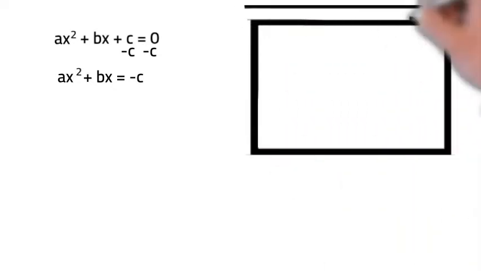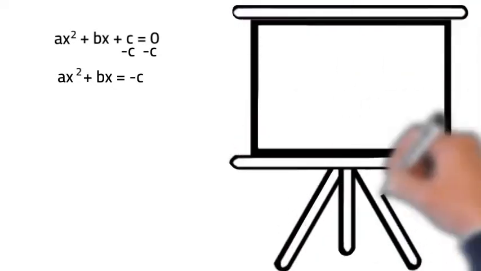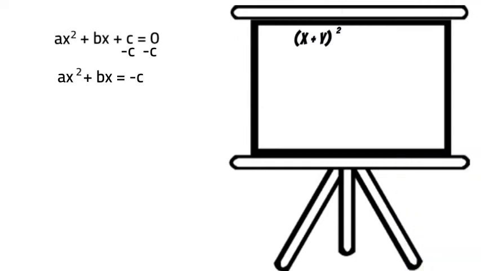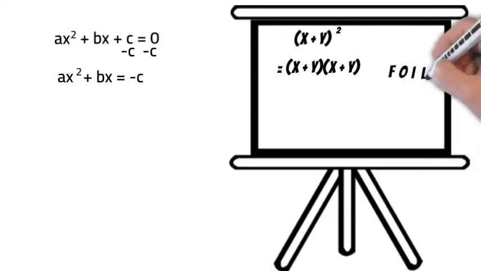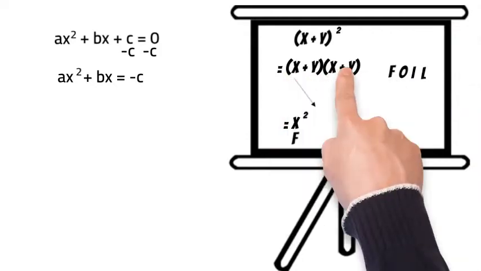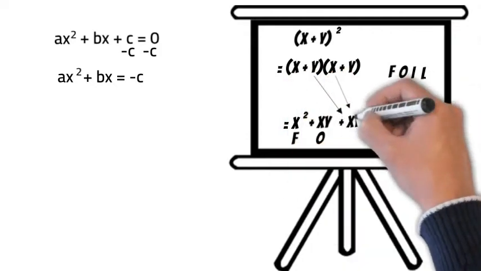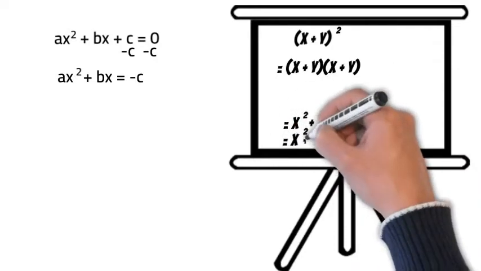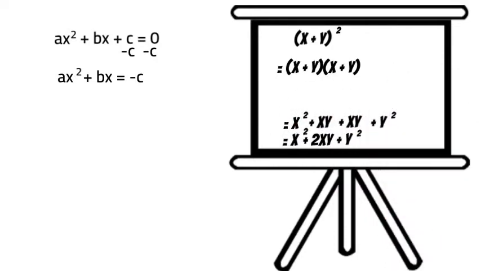Now it gets a bit tricky. We need to make the term on the left a perfect square. Before we do, do you remember how to calculate (x plus y) squared? Sure. (x plus y) squared is (x plus y) times (x plus y). Just FOIL the terms: first, outside, inside, last. That gives x squared plus 2xy plus y squared.